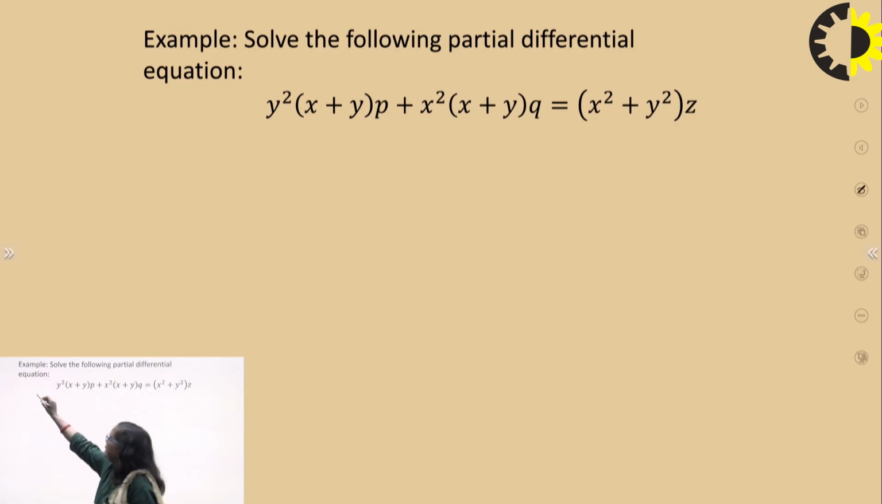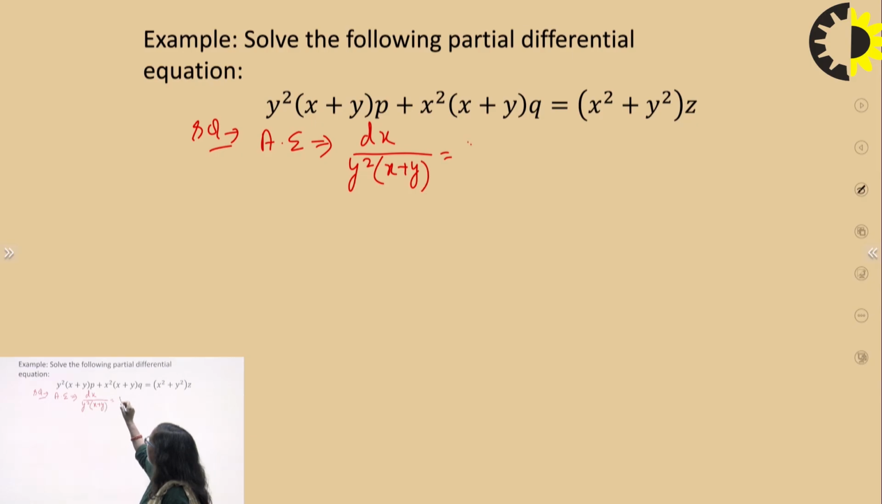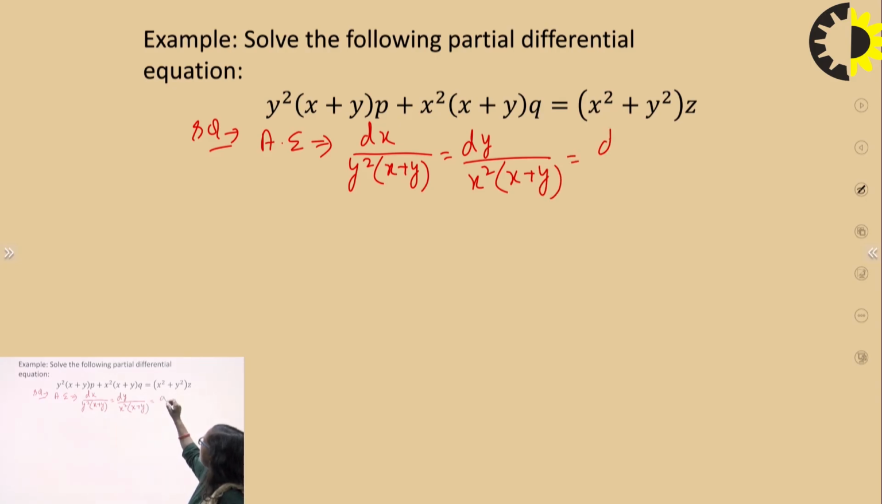So we directly start writing down its auxiliary equation first. I hope you know how to write down the auxiliary equation now. It's dx upon capital P, which is y square x plus y, is equal to dy by capital Q, which is x square x plus y, is equal to dz upon x square plus y square into z.